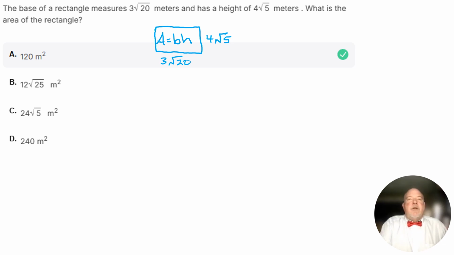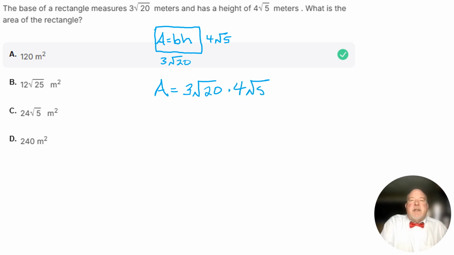And the key thing when you've got radicals is you need to make sure that they're written in simplest form, which means if there's any perfect squares, you need to pull them out. So I'm going to multiply these together. So again, I'm just finding the area. So I'm going to do 3 times the square root of 20 times 4 times the square root of 5.